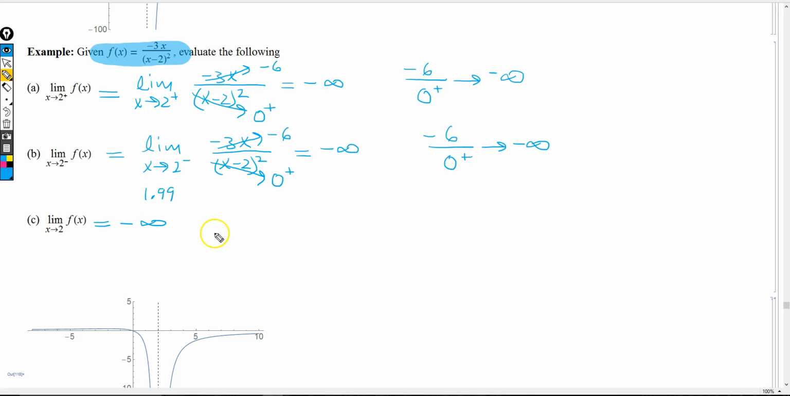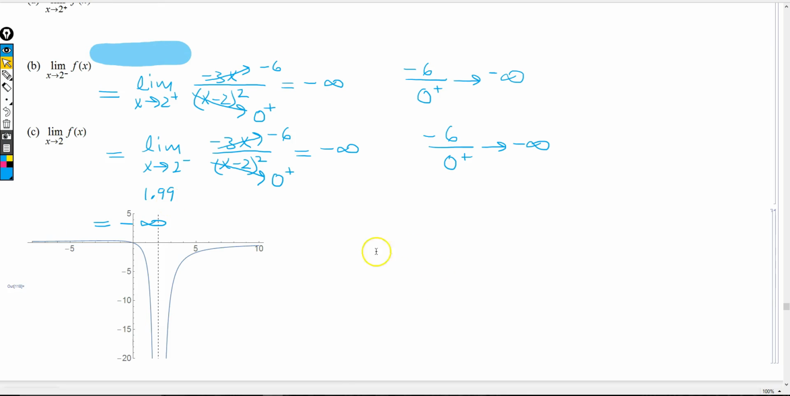Now let's take a look at the graph down here and see if it matches with what we found. So right here is the graph of the function. And we see that as x approaches, this is 2 right here on the x-axis, as x approaches 2 from the right, our function goes down to negative infinity. That's what we found right here. And as x approaches 2 from the left, our function also breaks down to negative infinity, and that's what we found right here. All right, so that concludes our discussion about evaluating infinite limits.